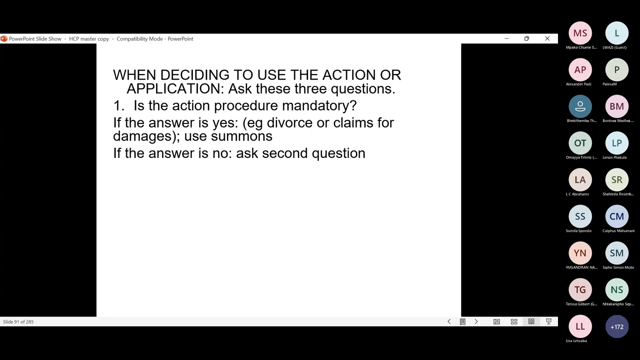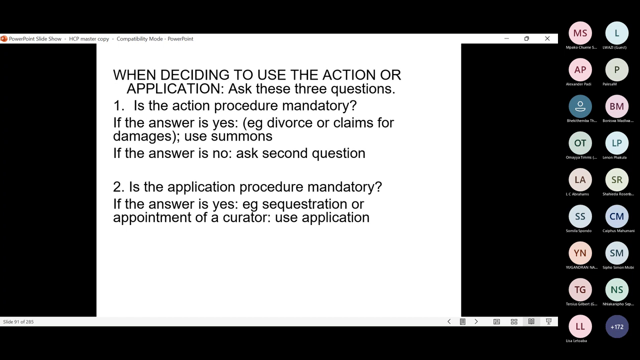If the answer is no, the action procedure is not mandatory, then you ask yourself the second question, and that is, is the application procedure mandatory? Because in certain instances, you can only use the application procedure. For example, an application for sequestration, an application for the appointment of a curator, an application for the declaration of debt, an application for review. You can only use the application procedure. It's mandatory. And if it is mandatory, then you use the application procedure. That is the notice of motion and the affidavits. If the answer is no to that, then you ask yourself the third question.